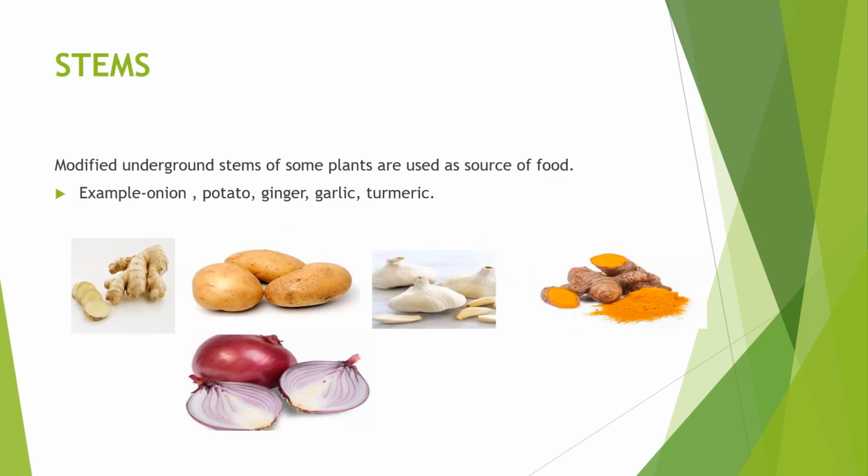Next, stems. Similarly, the modified underground stems of some plants are used as a source of food. Examples are onion, ginger, potato, garlic, turmeric. So these are not roots. Actually, these are stems.